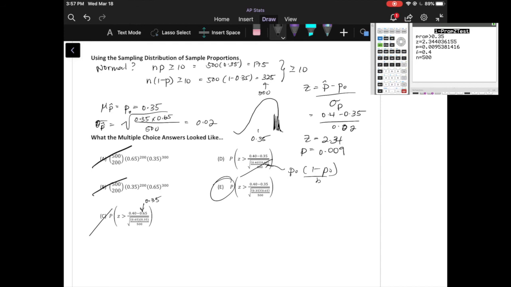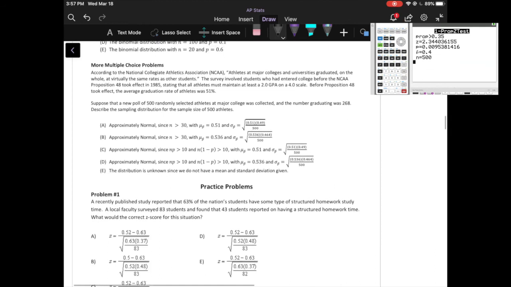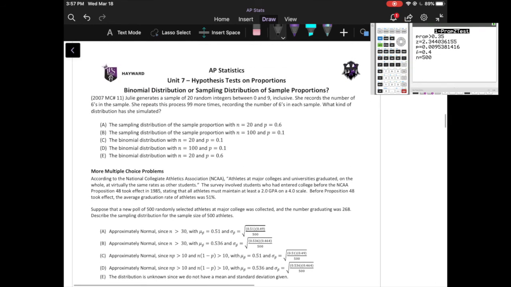Okay, we're going to go ahead and move on. So how do we tell the difference between a binomial distribution or a sampling distribution of sample proportion? So, Julie generates a sample of 20 random integers between 0 and 9 inclusive. She records the number of 6s in the sample, and she repeats this process 99 more times and records the number of 6s in each sample. What kind of distribution has she simulated?